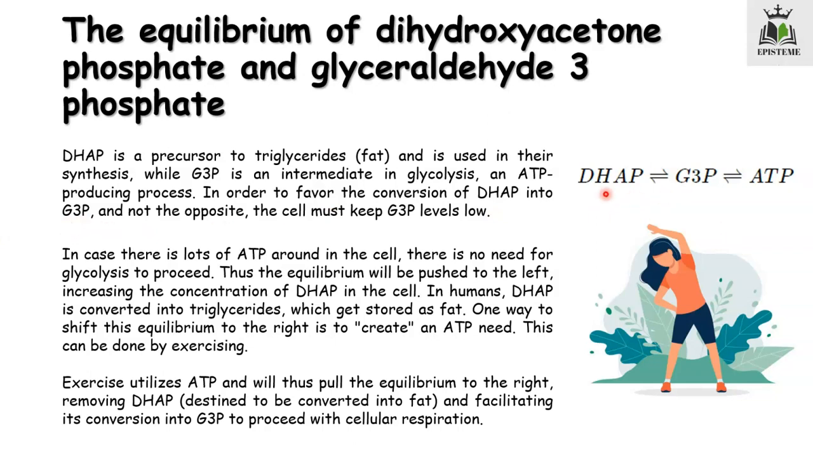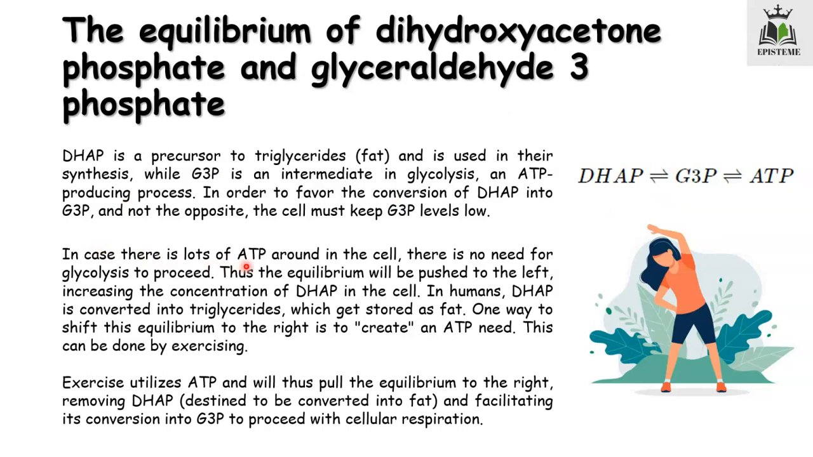So in order to favor the conversion of DHAP into G3P, that is glyceraldehyde 3-phosphate, and not the opposite, the cell must have a low level of glyceraldehyde 3-phosphate, because it is a simple idea that if we don't have much glyceraldehyde 3-phosphate, that means our body needs to produce it. So that's why there should be a deficit of this compound in our body.